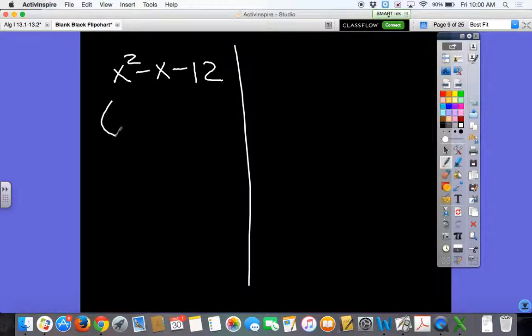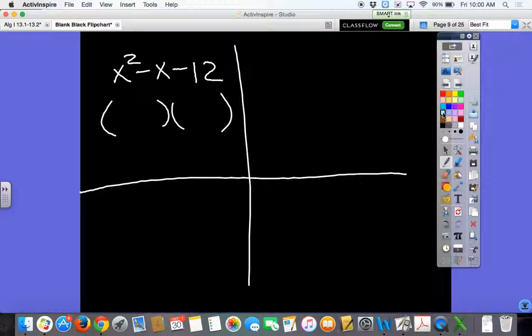Here we go. So x squared minus x minus 12. Well, we know it's going to be x and x. Multiply to 12, subtract to 1. So if it makes you feel better to put the 1, put the 1. They got to be really close to subtract to 1. So that's going to be 3 and 4. The signs are different. The big one gets the minus. 4 is bigger. 3 has to get the opposite sign.